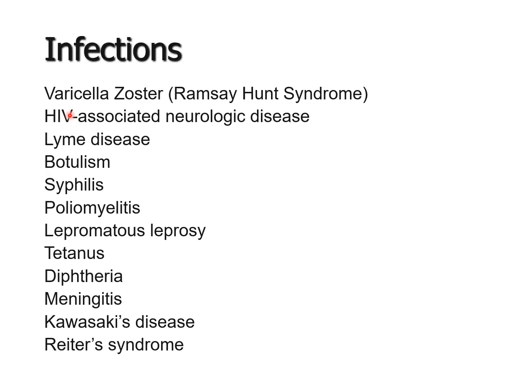A wide variety of systemic infections can also involve the nerves, and one of the most recognized is varicella zoster or herpes zoster virus, which can lead to Ramsay-Hunt syndrome, which is characterized by facial paralysis, and then a variety of other infectious diseases can also lead to facial nerve paralysis.